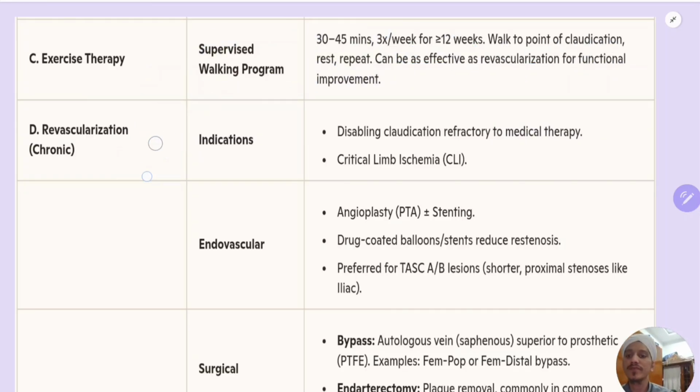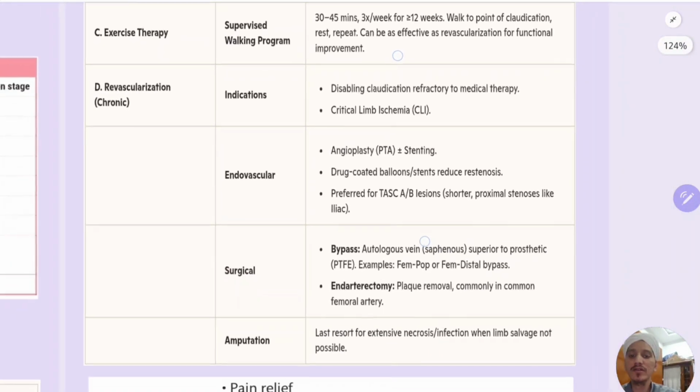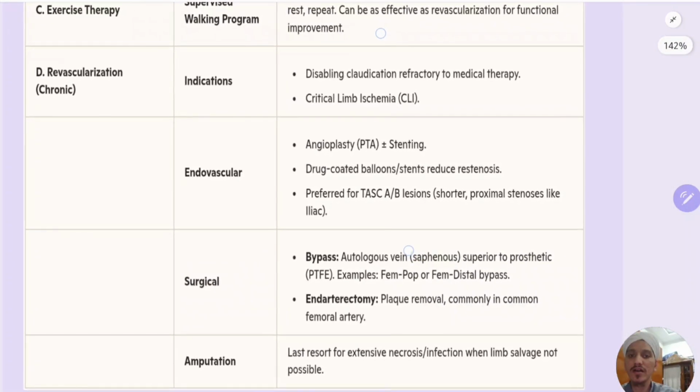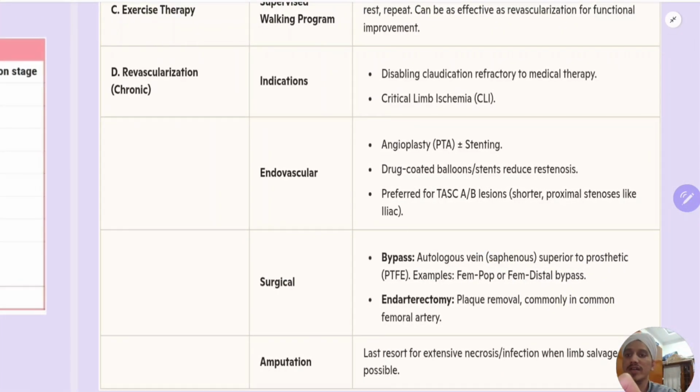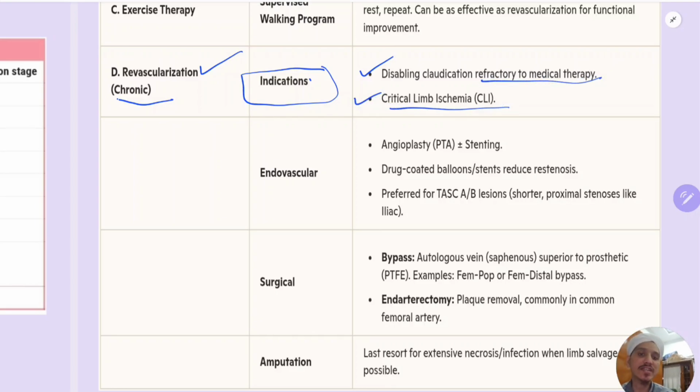Okay, so remember we are talking about chronic limb ischemia, not acute. So revascularization therapy for chronic. When is this indicated? It is indicated when there is disabling claudication refractory to the medical therapy, number one. Number two is when the patient is experiencing critical limb ischemia. So what are the options? Options can be divided into three: one is endovascular, second is surgical, third is amputation.